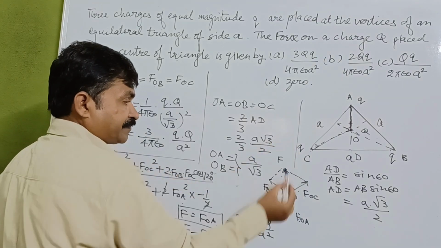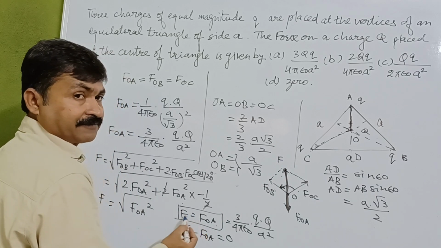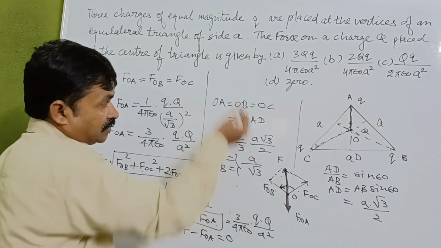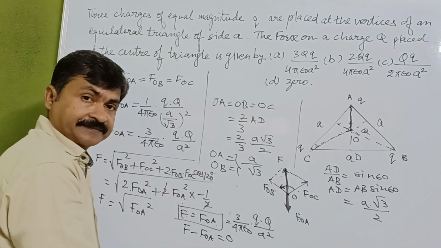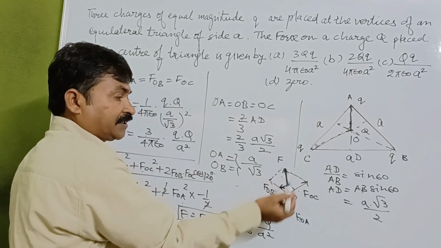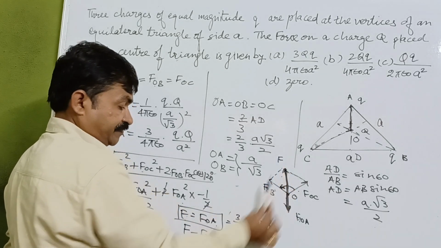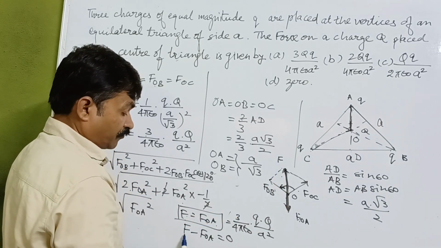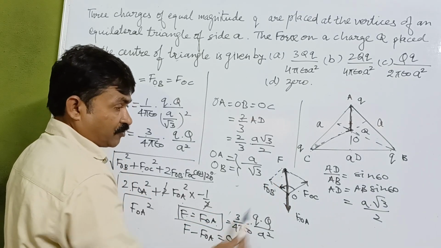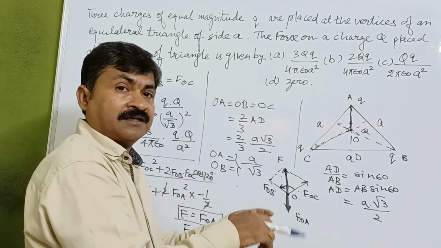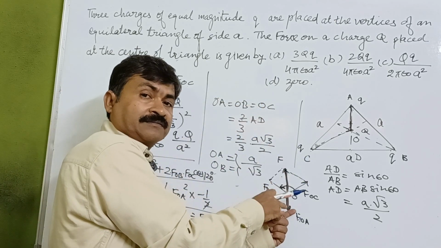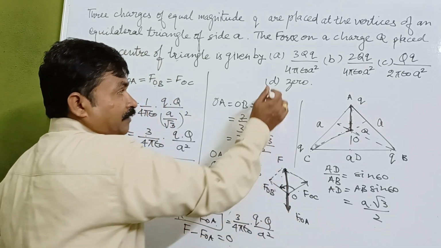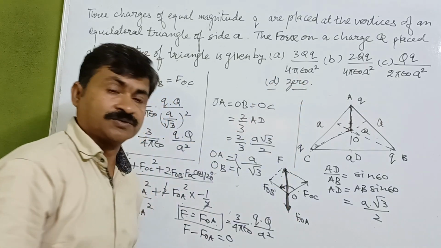So this force F, which we have calculated, is equal to FOA, and FOA has this value. Similarly, all the forces which are acting have the same magnitude, and the resultant is also the same, that is F. So finally we can say F minus FOA: both forces act opposite to each other and are equal in magnitude. So the resultant is going to be 0. So the correct answer is 0.